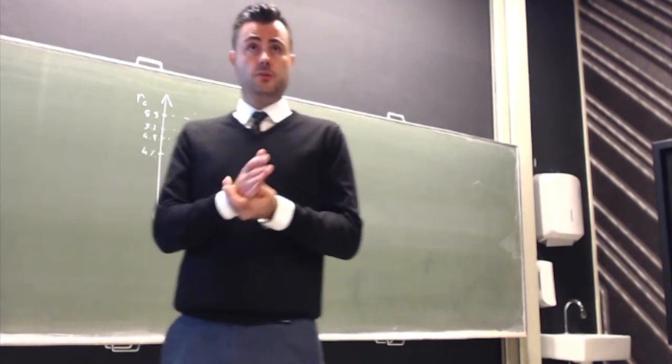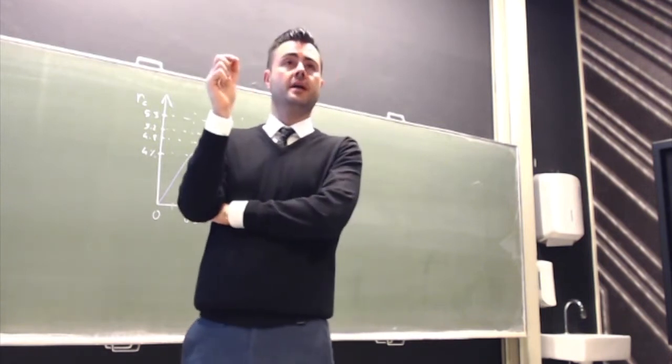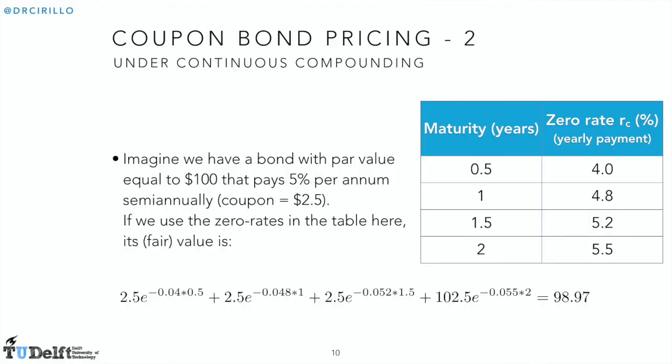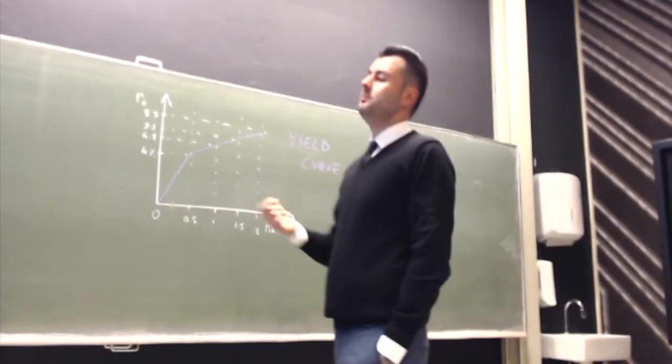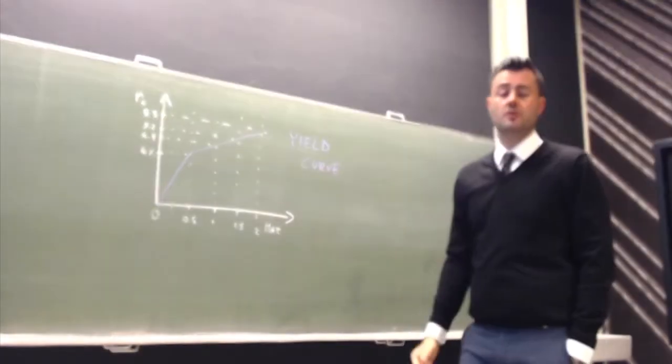The first cash flow generated by the bond will be the first coupon, $2.5, that I will get 6 months from now. Okay? So, if you see the formula, what do I have? I have 2.5 that I have to discount with continuous compounding at what rate? At the corresponding zero rate. From our table, we know that this is 4%. So this is 0.04 times the time horizon, 6 months, which is 0.5 years. So the first coupon will be 2.5 exponential of minus 0.04 times 0.5.